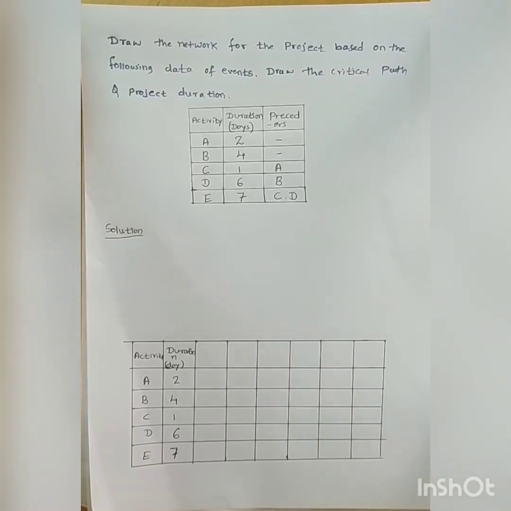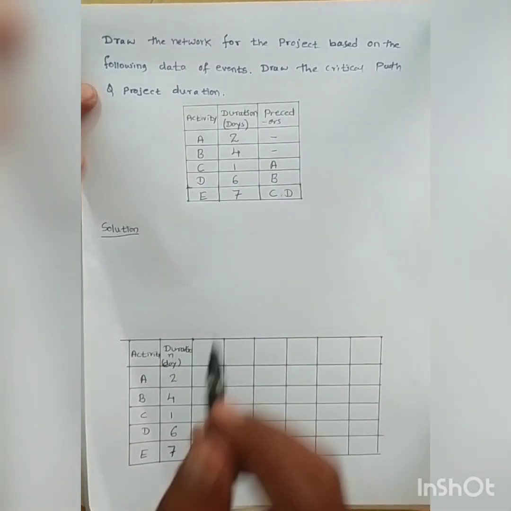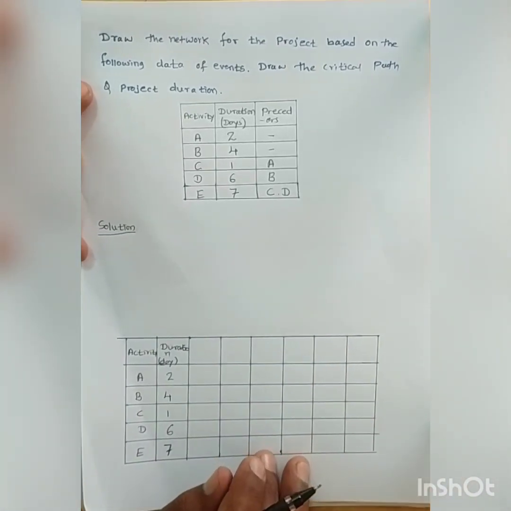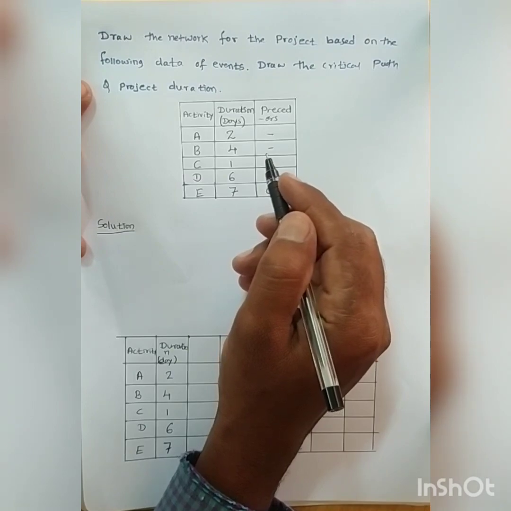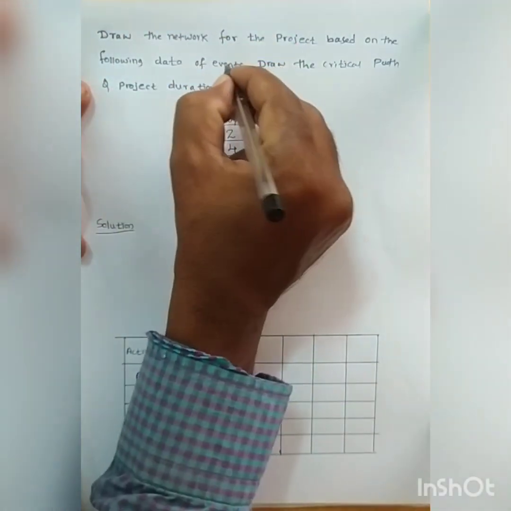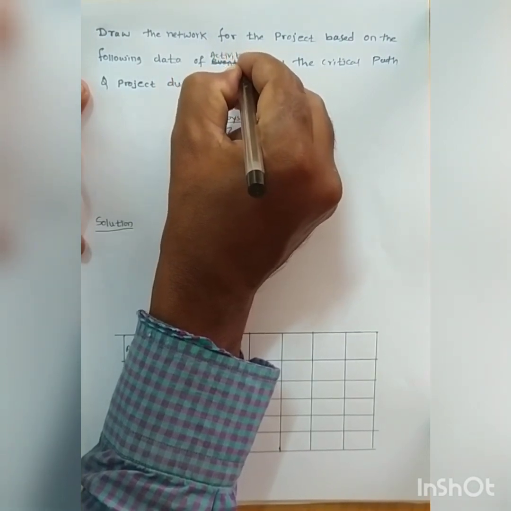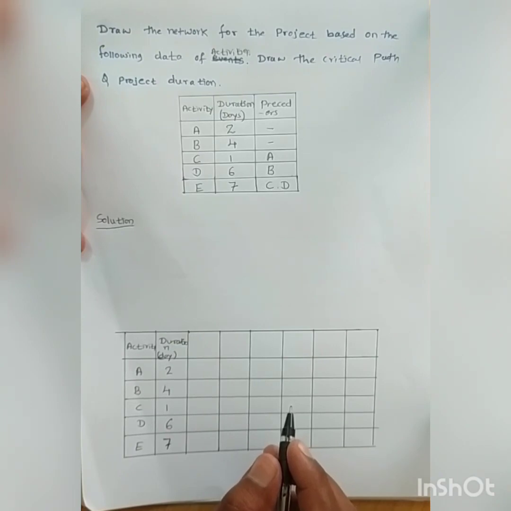Dear students, this is one of the given problems on the CPM part. We have to draw this CPM network. They have given this problem: draw the network for the project based on the following data of activities, and draw the critical path and the project duration.